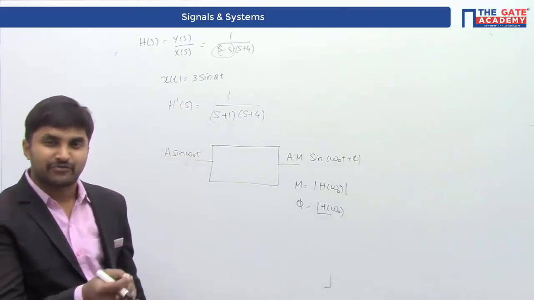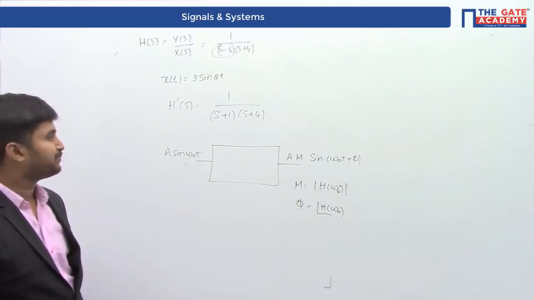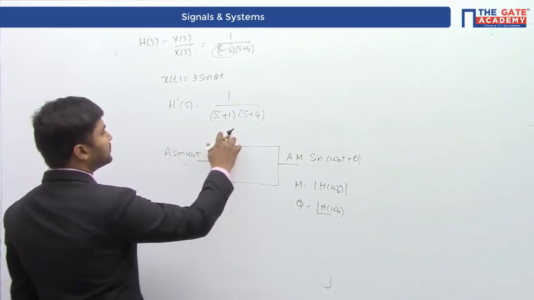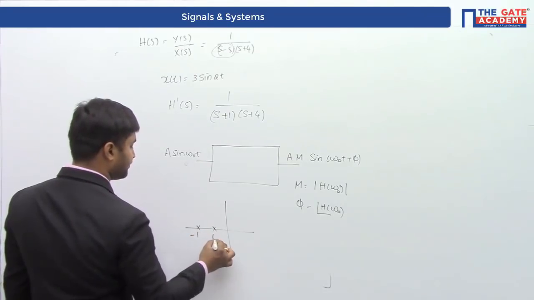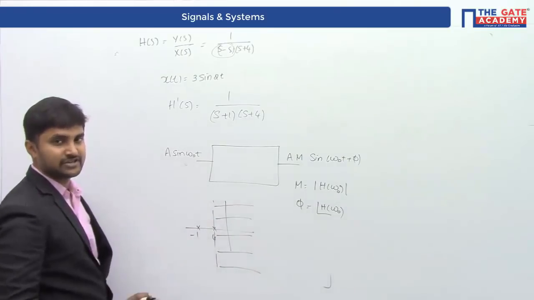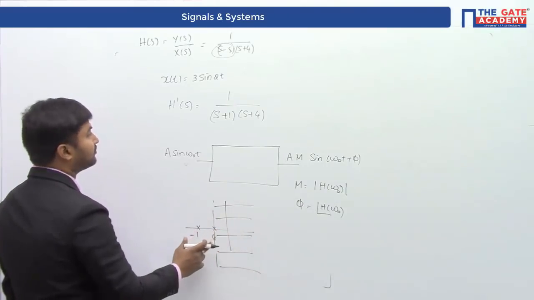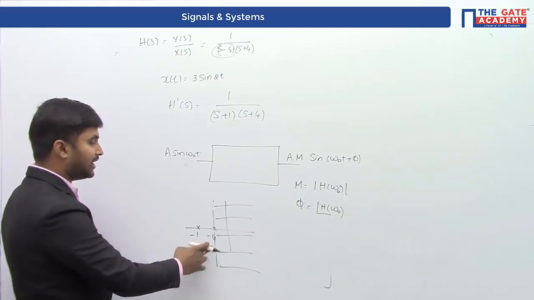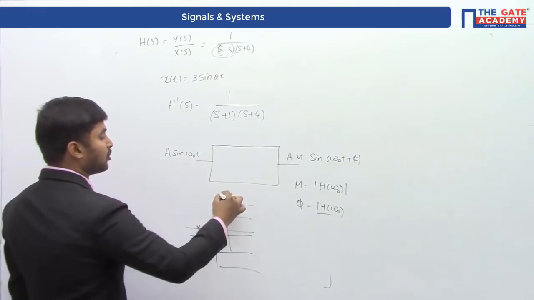H of omega is nothing but the frequency response of the system. Now try to understand that whenever I have a transfer function with poles at -1 and -4, the ROC is going to be right-sided, because it is going to be a causal function. So you have two poles at -1 and -4, and the ROC is going to be right-sided. If this is the case, the system is always stable.